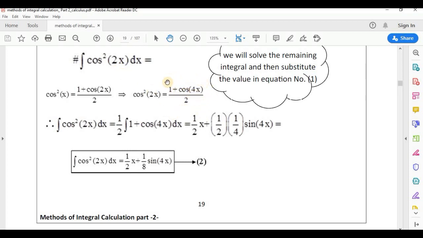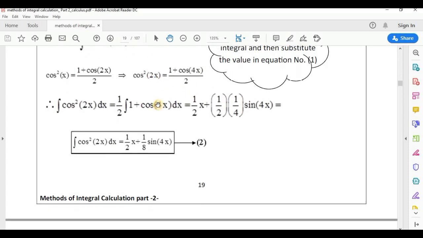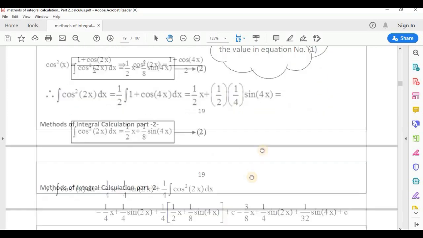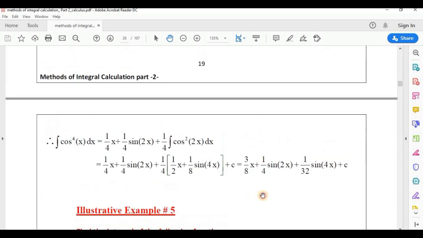After that, we will substitute this value in the integral. We will get this result. Now it becomes easy to find the solution for this integral. The integral for this one will be x, and the integral for cosine will be sine. And we will get this result of the remaining integral. We will call it equation number 2. We will just substitute the value for this remaining integral in equation number 1. And finally, after substituting the value, this is the final result, plus the constant.